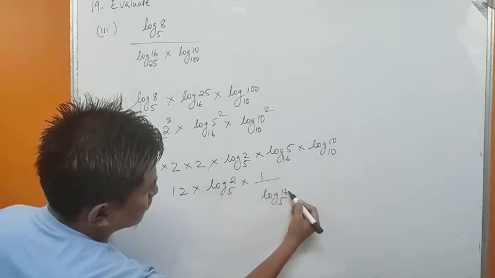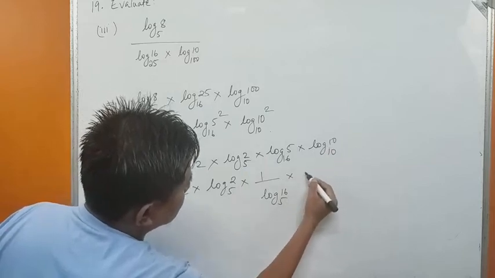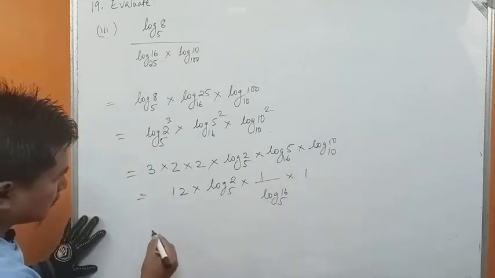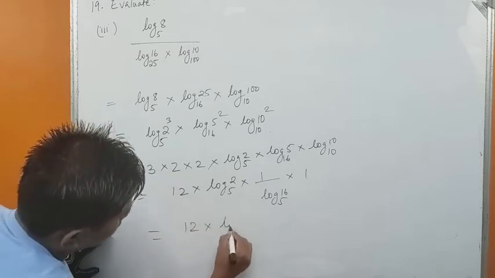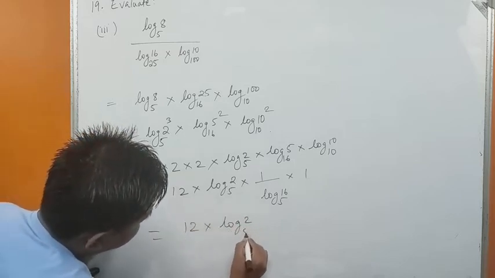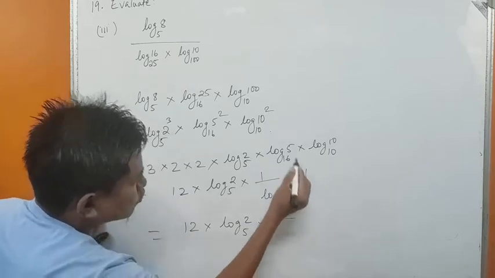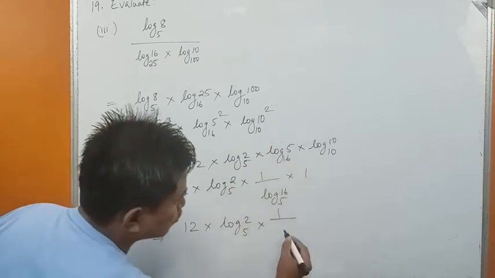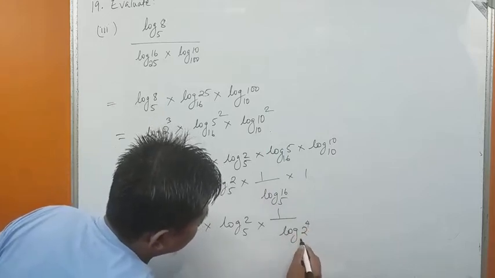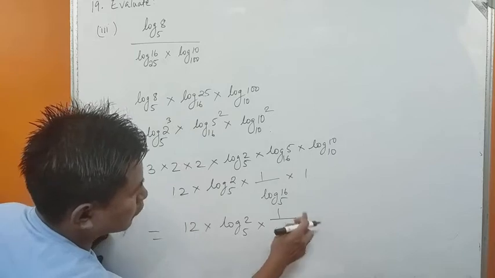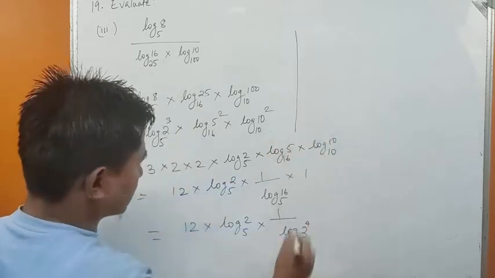The 16 becomes log and this 5 becomes base. Log 10 to the base 10 is 1, so we need not write that. So 12 we write here, into log 2 to the base 5, into 1 upon 16, which means 2 to the power 4. Log 2 to the power 4 to the base 5. 2 to the power 4 is 16. 2 into 2 into 2 into 2 gives us 16, isn't it? So let me continue here.